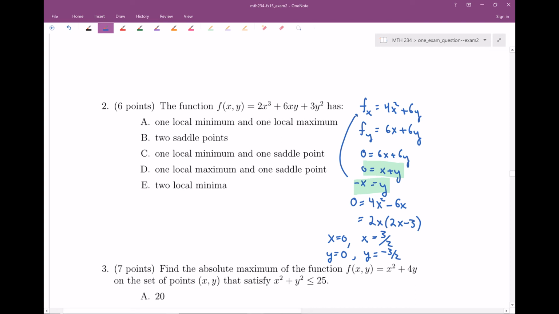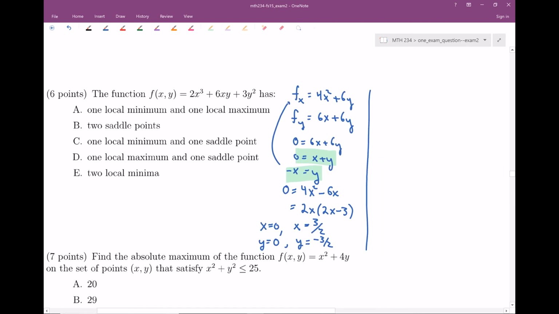And that kind of makes sense, right? All of the answers over here are talking about 2 critical points: 1 local minimum, 1 local maximum; 2 saddle points; 1 local minimum and 1 saddle point. All of them have 2 critical points. So the fact that we have 2 of these, well, that's a good sign.